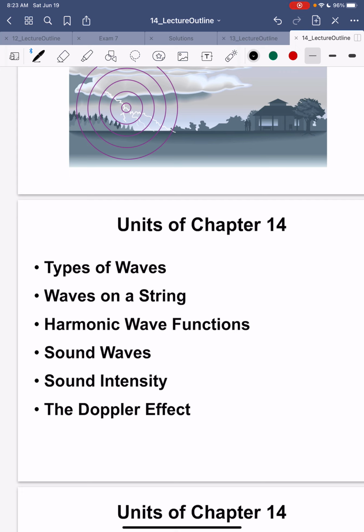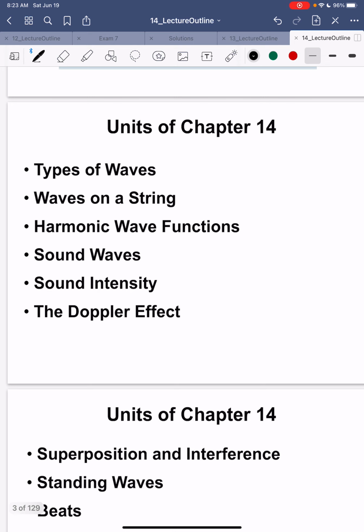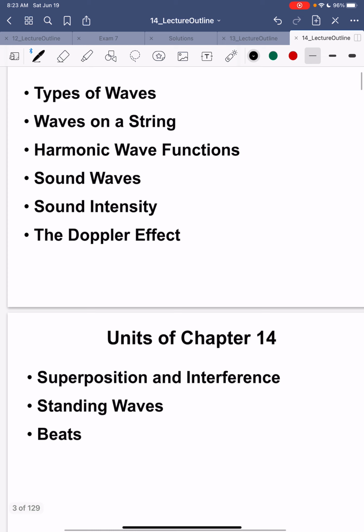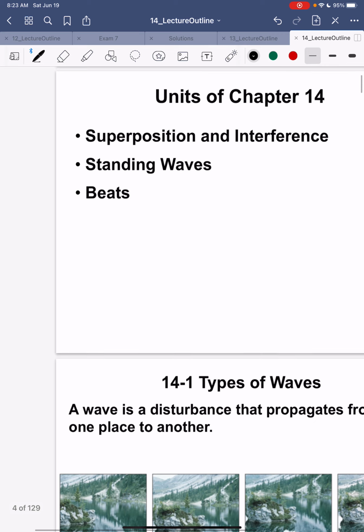We are going to find how we can represent the harmonic wave functions, and we will move deeper into sound waves, talk about speed of sound, sound intensity, and the Doppler effect. We will also be able to study superposition and interference, standing waves, and beats.